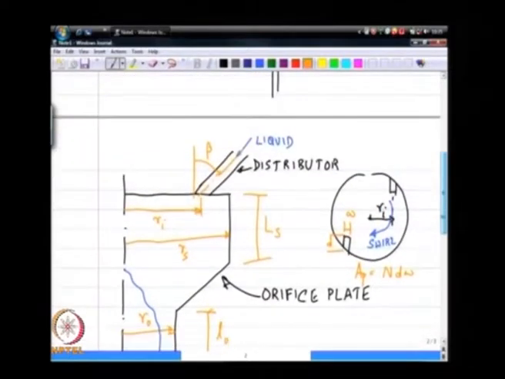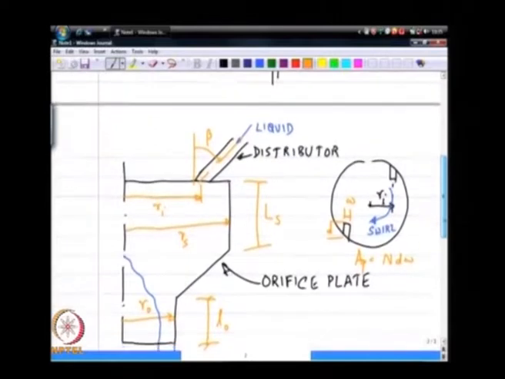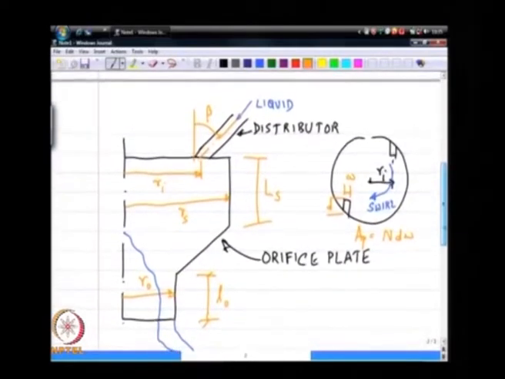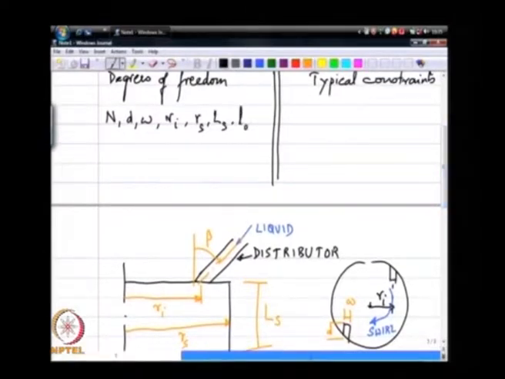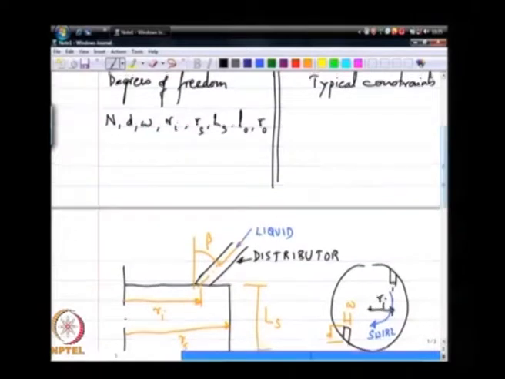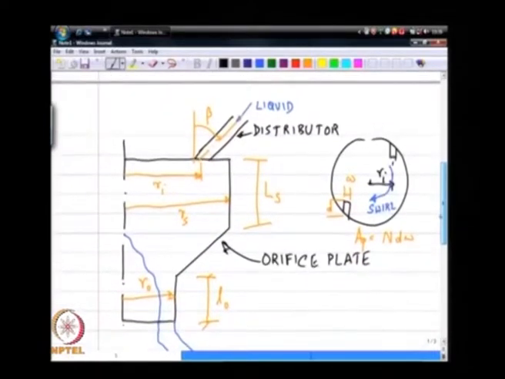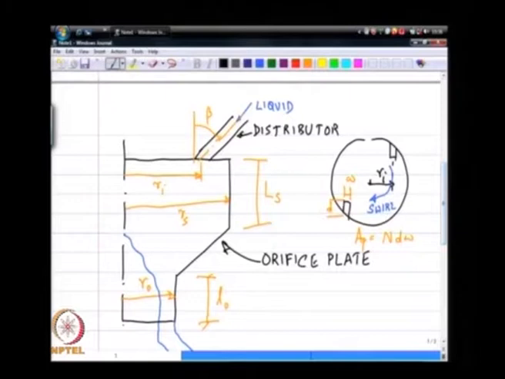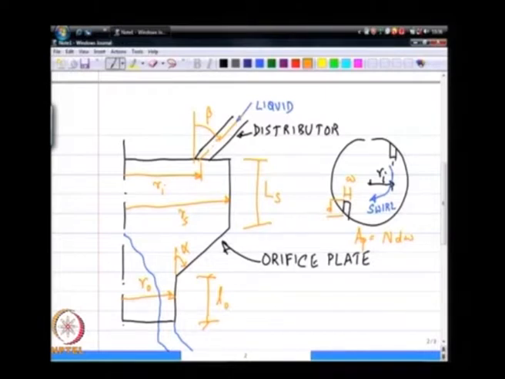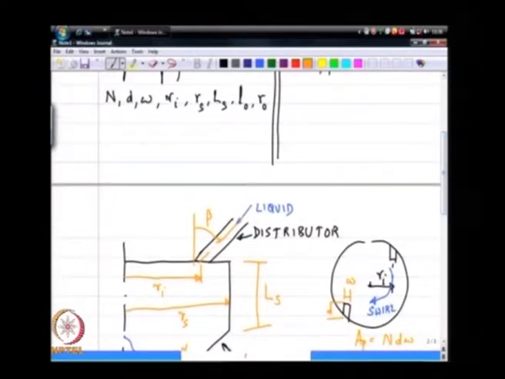So, L s is the length of the swirl chamber, L o is the length of the orifice, exit orifice, and of course, r o that I have shown here, which is the radius of the exit orifice. Now, I could also have, let us say, this angle here alpha, the angle of convergence. These are all parameters that are important.